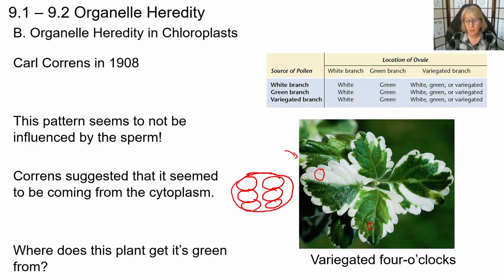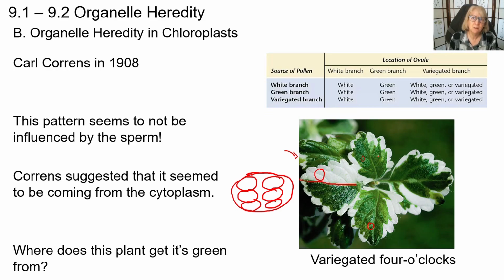When we look at this pattern, these are 4 o'clocks. It's actually an interesting kind of flower. These 4 o'clocks seem to have a variegated pattern. And variegated means either stripy or alternating between 2 different kinds of pattern. The question became, how can you get a pattern like this? It's half green and half white, or white in some places and green in the others.